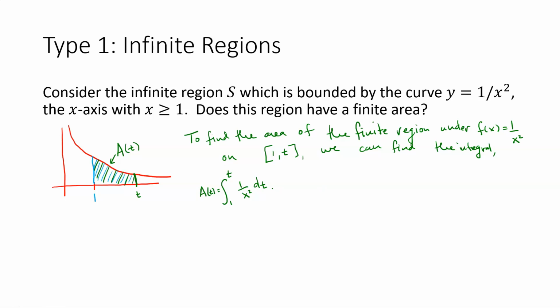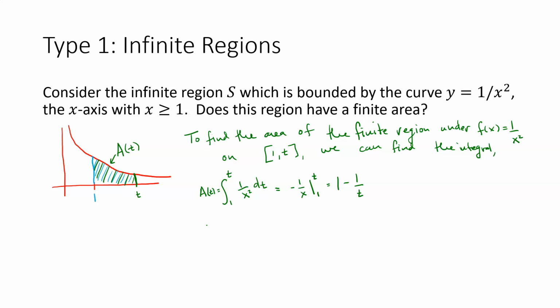So let's work it out. We have the integral of 1 over x squared, that's the integral of x to the negative 2 power, which will be negative 1 over x. And then we'll evaluate from 1 to t. And so we'll have negative 1 over t minus negative 1, so it'll be plus 1. So I'll write it as 1 minus 1 over t. So we see here that as we change t, we can get different areas. So what happens as t goes to infinity?